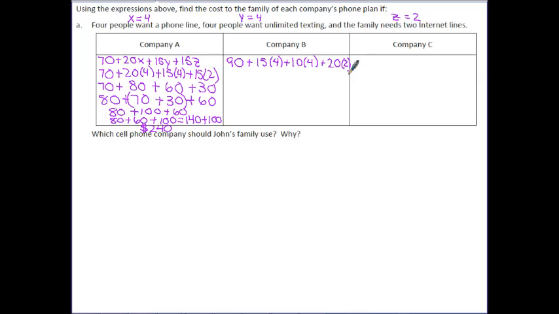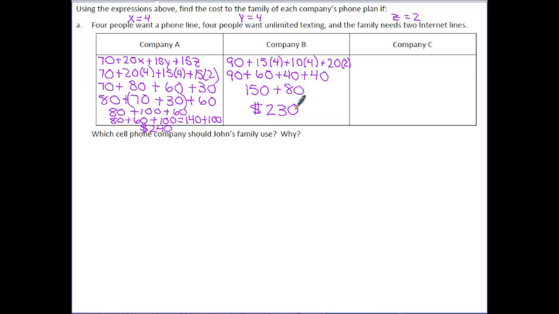Same idea as the last, we're going to do our multiplication first. So 90 plus 60 plus 40 plus 40. I can add my 90 and 60 to get 150, and 40 plus 40 is 80. And so when I add these together, this company is going to cost $230. So this is a little bit less than company A for this scenario.